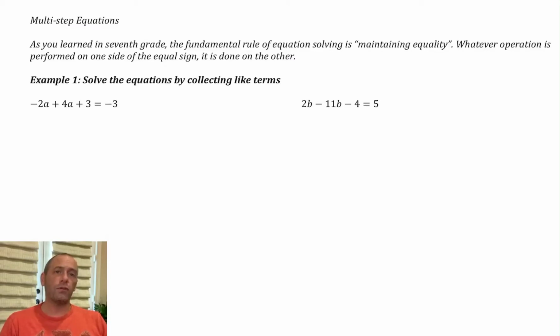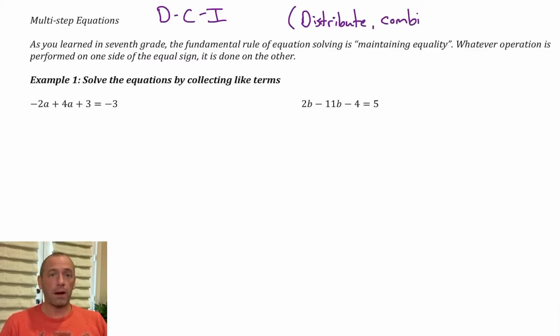Now to solve all of these, and I'm going to keep them relatively straightforward as this is an introductory video, I'm going to use the acronym DCI. That's going to get us through all of the equations in this unit. It stands for distribute, then combine or collect your like terms, and then use inverse operations. We are going to do all of our equations using those three steps.